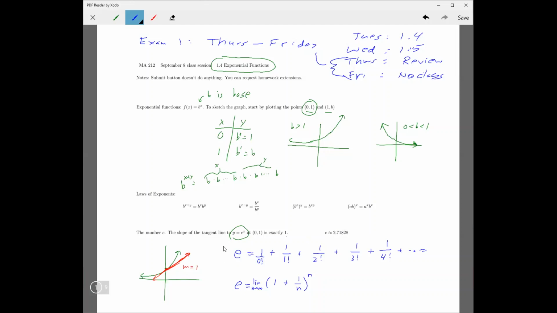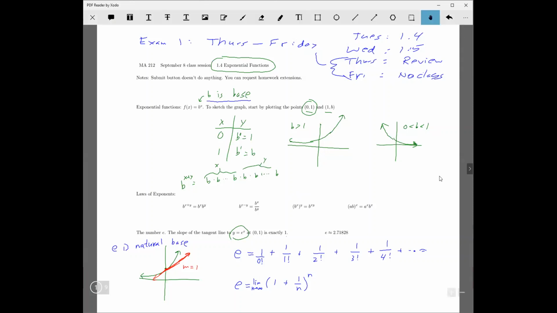Okay, so there are different ways that look like they're independent of each other that you can approach this number right here. So that's why this number is important in mathematics. And as far as the exponential, E is the natural base among exponential functions with different bases. Okay, so E is the natural base.